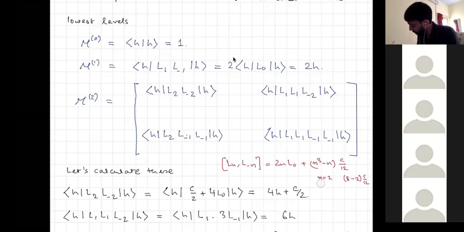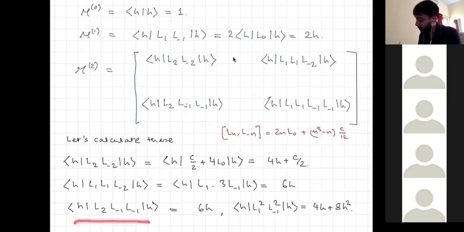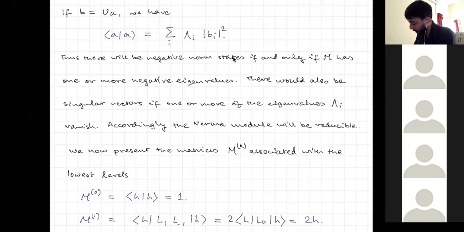Okay. Very good. Similarly, you can find out this one as well. You take these two guys, use the Virasoro algebra, and you get 3 L minus 1. When you actually take this through each other, you get a 6L naught, and so you have a 6h here. You can similarly check that this other thing also gives you 6h, and it's a little bit more of a calculation to show that this guy here gives you 4h plus 8h squared.